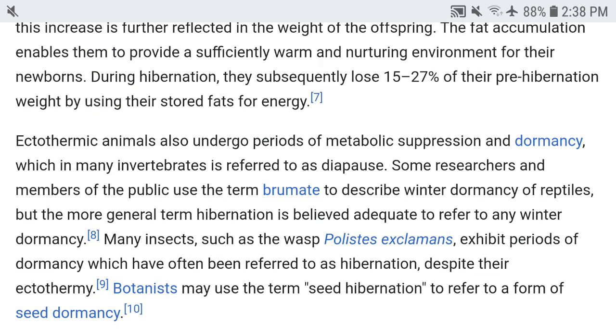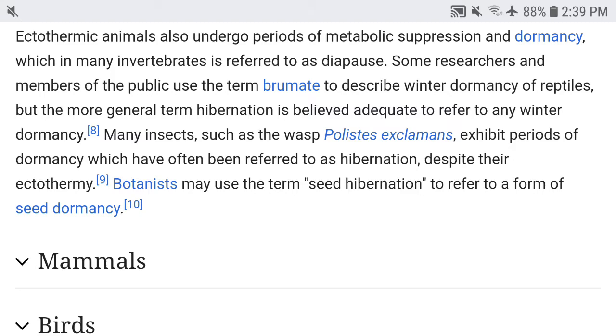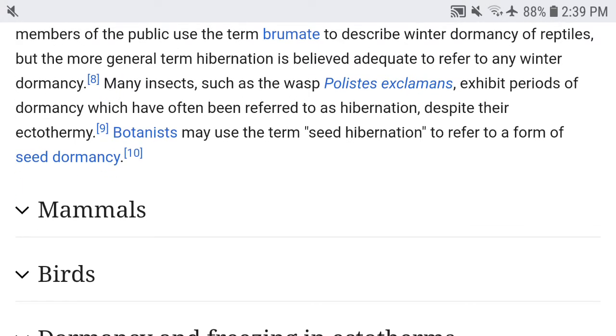Okay. Ectothermic animals also undergo periods of metabolic suppression and dormancy, which in many invertebrates is referred to as diapause. Some researchers and members of the public use the term brumate to describe winter dormancy of reptiles. But the more general term hibernation is believed adequate to refer to any winter dormancy. Many insects, such as the wasp, Polistes exclamans, exhibit periods of dormancy which have often been referred to as hibernation, despite their ectothermy. Botanists may use the term seed hibernation to refer to a form of seed dormancy.